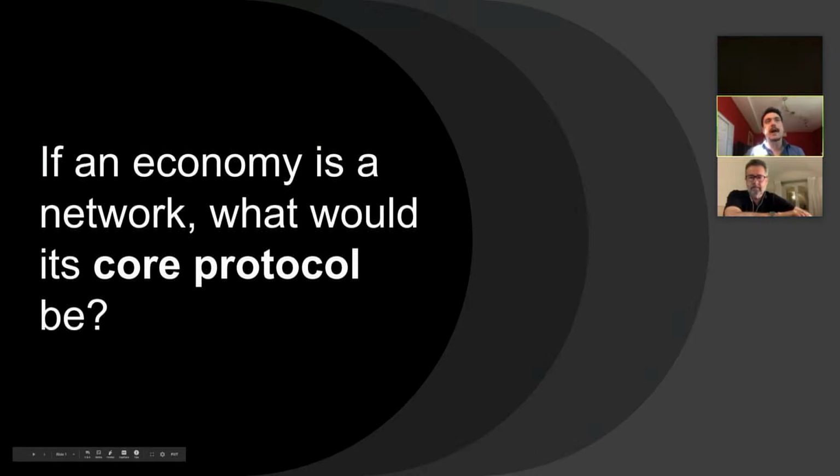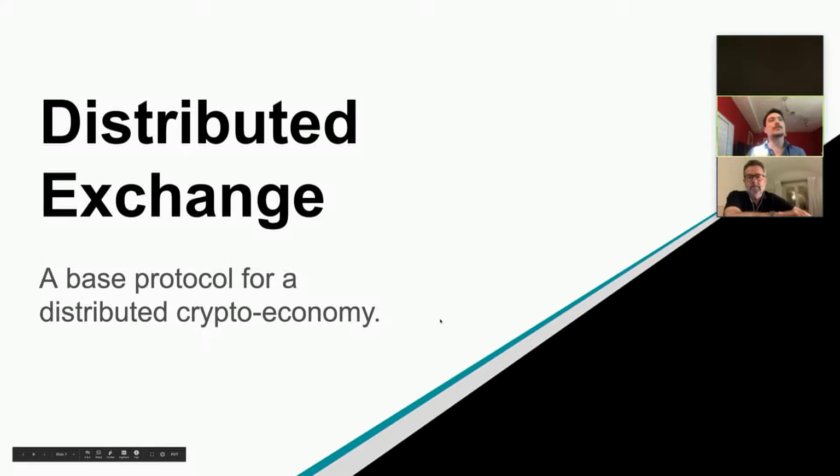We believe that the answer to this question of what the core protocol of the economy would be is a distributed exchange.